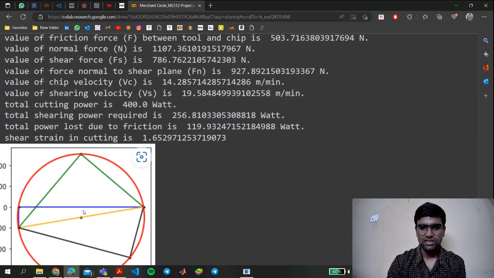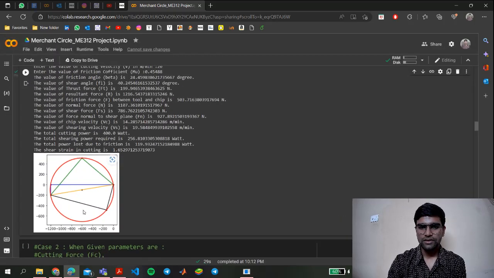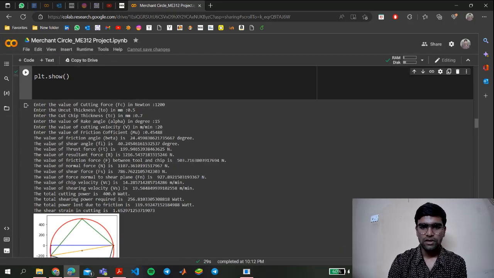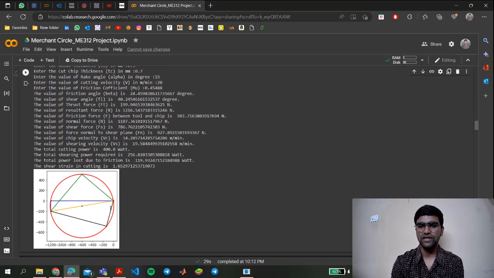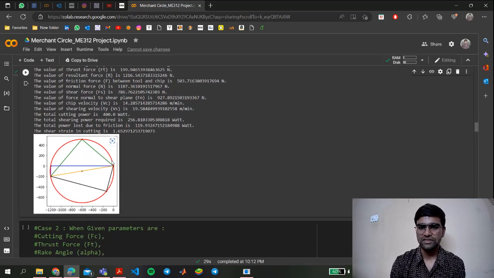Now, with these input parameters, we can get a nice merchant circle. Here you can see we have taken these inputs. It gives friction angle, shear angle, thrust force, resultant force, friction force, normal force, shear force, normal to shear plane, chip velocity, shearing velocity, cutting power, shearing power, power loss due to friction, and shear strain in cutting. All these values we can easily get with a proper merchant circle.